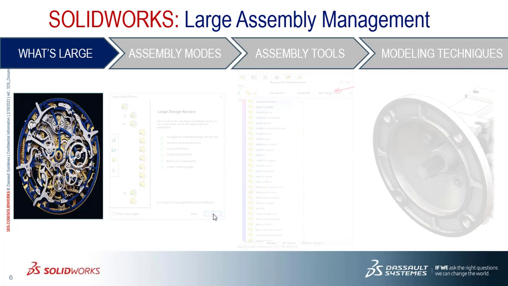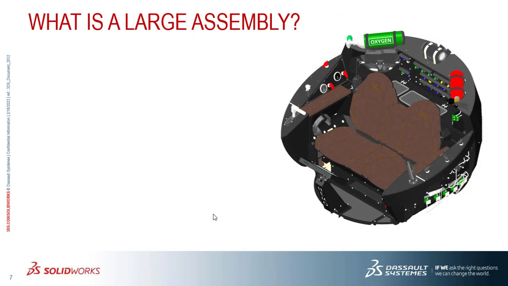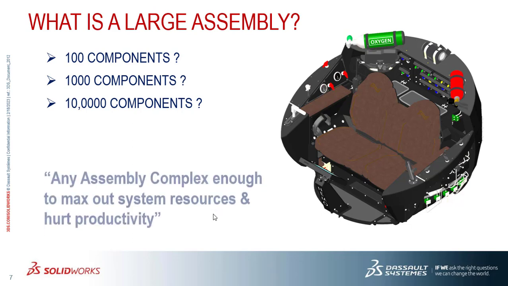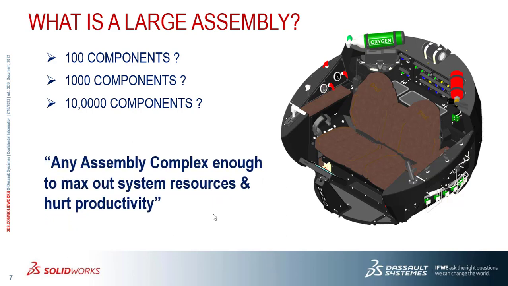So first one is what's large. You might know that SolidWorks is used to design a product where n number of components are assembled together. We can say a large assembly for 100 components, for 1000 components, and for 10,000 components also. But what is large? What is the maximum number? I will tell you that there is no specific large number. A large assembly means any assembly complex enough to max out your system resources and hurt productivity.